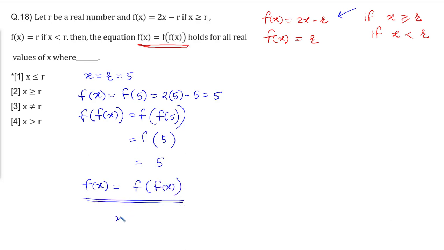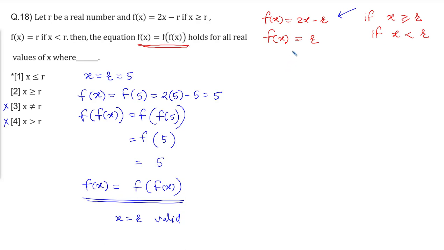So x is equal to r is valid, everyone. This is what we want. F of x is equal to f of x and x is equal to r is valid. So from this we can eliminate option number 3 and option number 4. After that, so now option 1 and 2 are remaining.